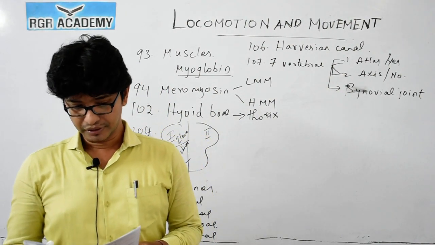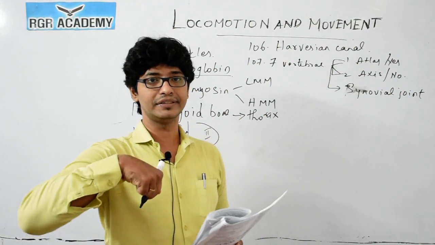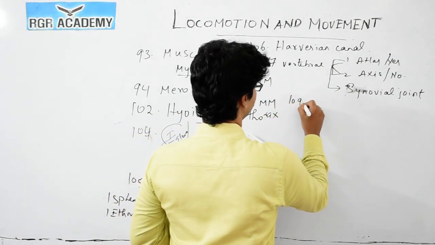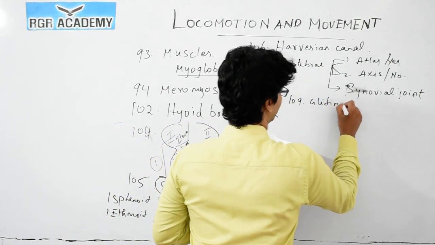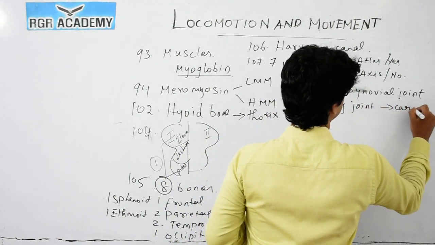Question 109. Gliding joint is present between, so you know carpals, like you could see the carpals where the gliding joint is present. Question number 109. The gliding joint is present in between the carpals.